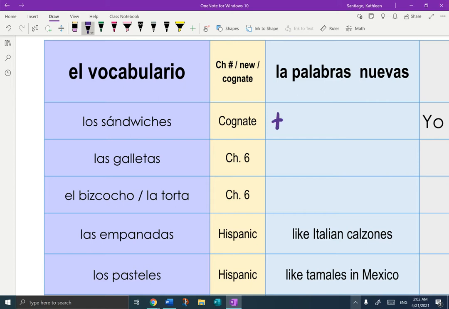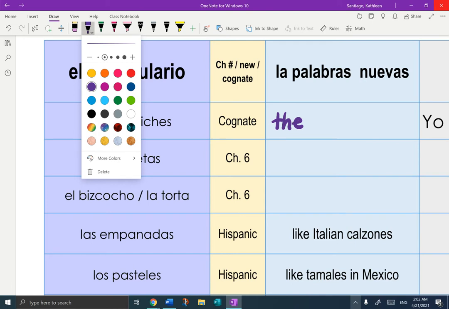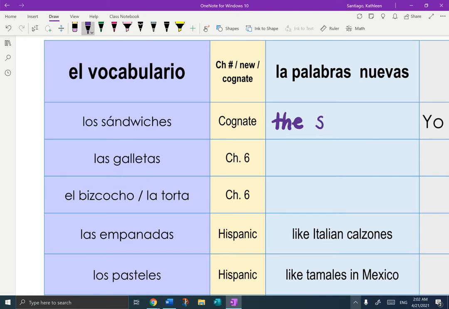So in English, that would be the, and I'm going to make my pen a little bit smaller. The sandwiches. Okay. Las galletas. This one's from chapter 6. Go back and think. Las galletas. Chips Ahoy. What do they make? Las galletas. The cookies.